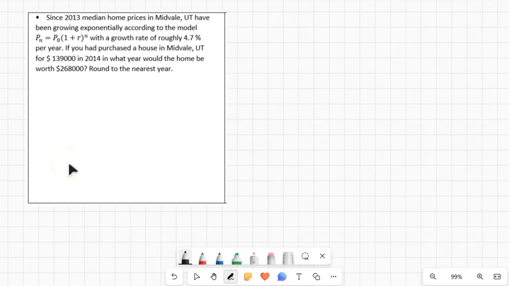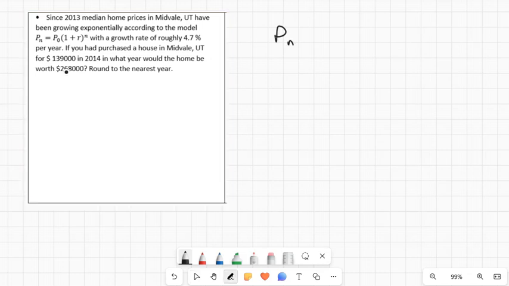Let's continue on with some exponential examples. This time we are using the exponential growth model to find the time. Since 2013, median home prices in Midvale, Utah have been growing exponentially according to the following model, with a growth rate of roughly 4.7% per year. If you had purchased a house in Midvale, Utah for $139,000 in 2014, in what year would the home be worth $268,000? Round to the nearest year.